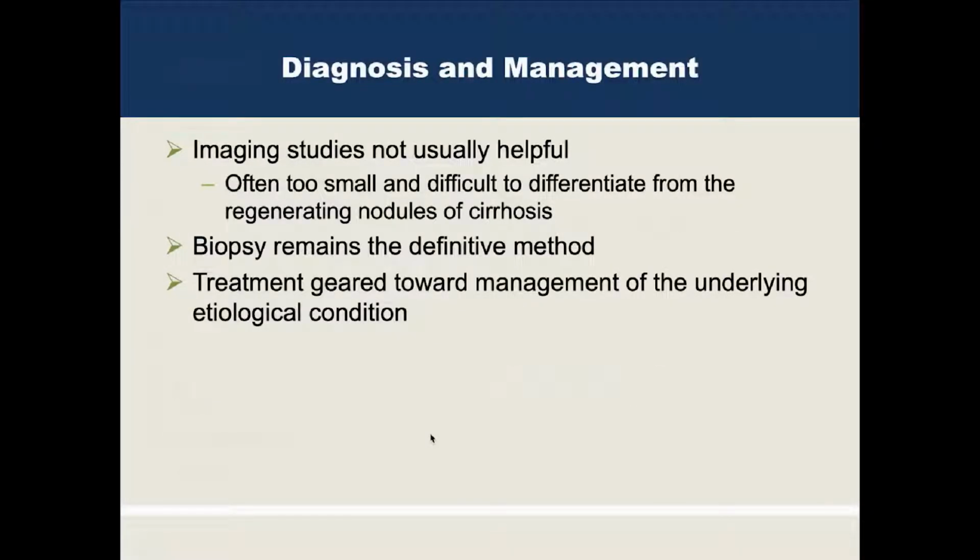Because these are generally small lesions, it's very hard to differentiate them based on imaging studies. It's difficult to differentiate them also from regenerating nodules of cirrhosis. So biopsy remains a definitive method for diagnosis. Treatment is geared towards the management of the underlying etiological condition that has led to the regenerative hyperplasia.